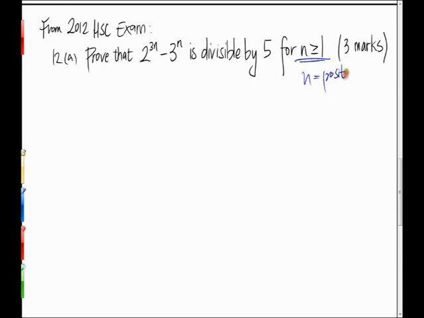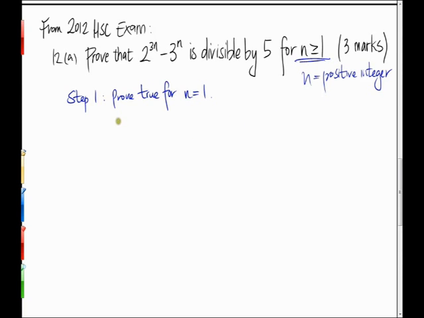Alright, so mathematical induction is always a 4-step process. Step 1, you have to prove true for the basic case. In this case, prove true for n equals 1. That is the basic case, right? n is greater than or equal to 1. So prove true for n equals 1.